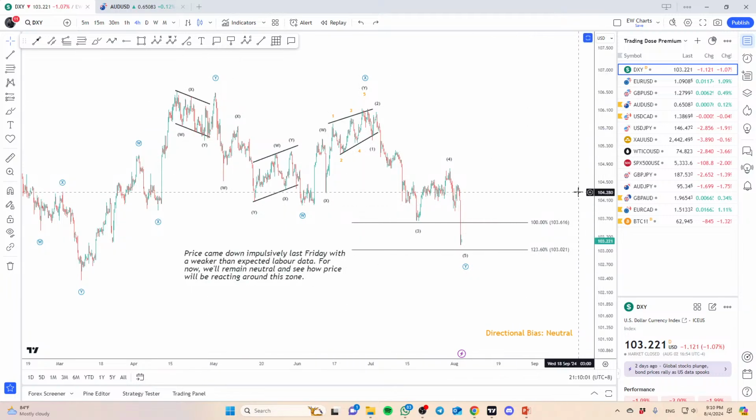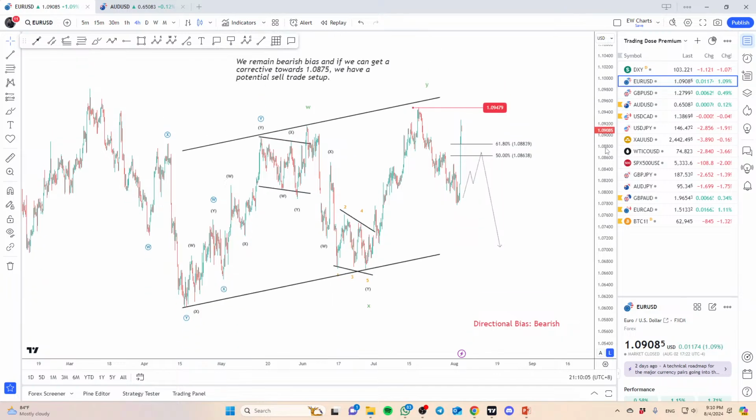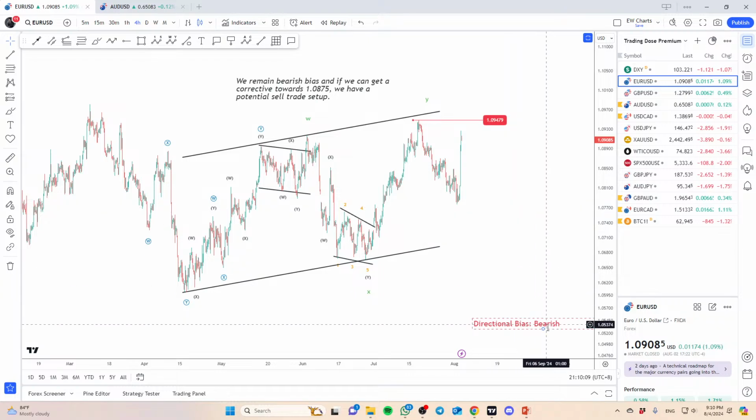Okay, that's the take on the dollar index. Now, if you translate that to EUR/USD, let me very quickly update some of this analysis as well.